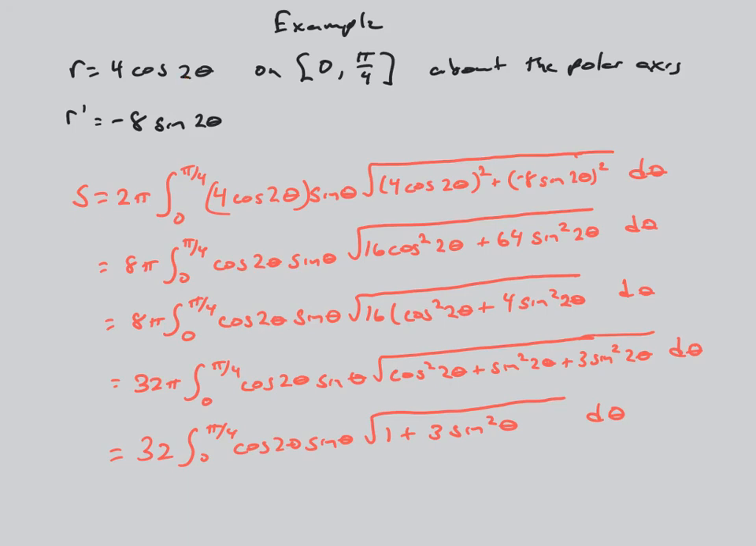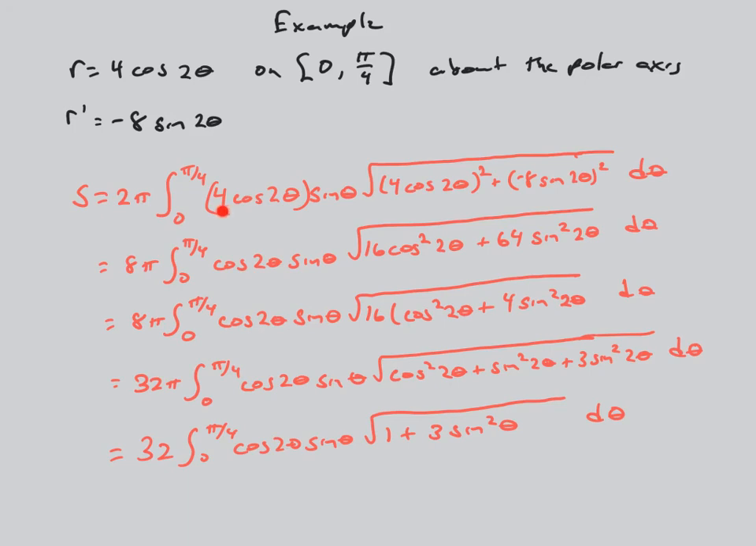So it's s equals 2 pi times the integral from 0 to pi over 4 of 4 times the cosine of 2 theta times sine theta times the square root of (4 cosine 2 theta) squared minus (8 sine 2 theta) squared, d theta. This is one that you would end up putting into your calculator, which is why we only take it to a certain point and finish it. But I did try simplifying it some, just to make it a little easier to plug into the calculator.